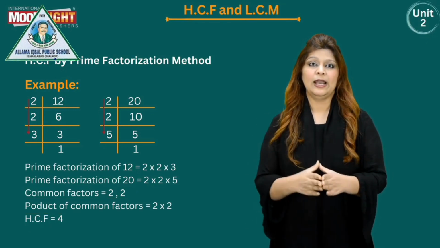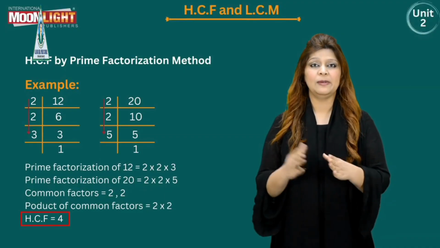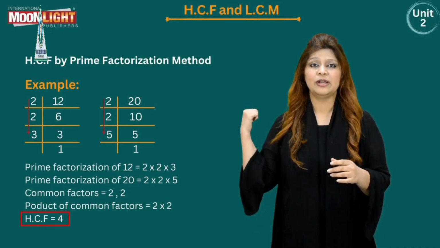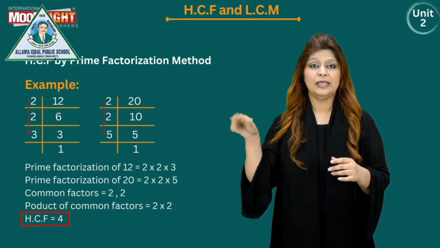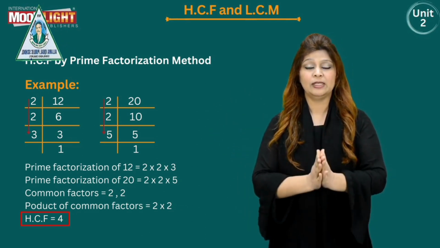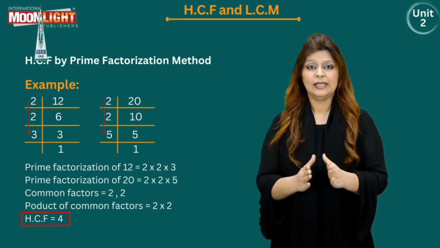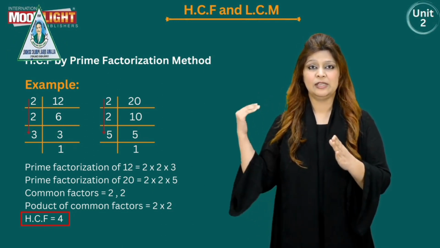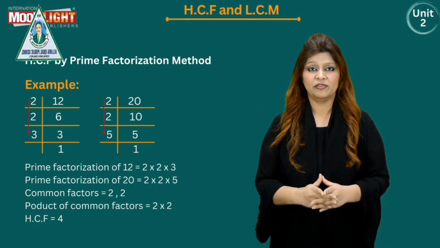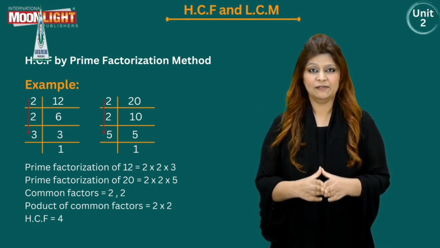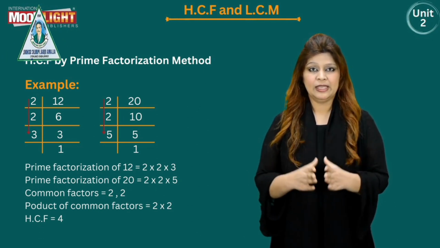So, as you know, HCF is the product of common factors. So, 2 multiplied by 2 is 4. We will write 4 over here and put it in a box so that it will be prominent. That is, HCF is equals to 4. So this is our answer of HCF by prime factorization method. This method is really very simple and easy.